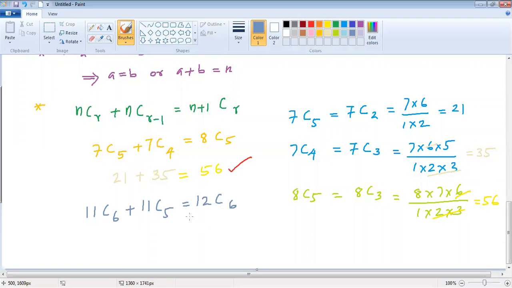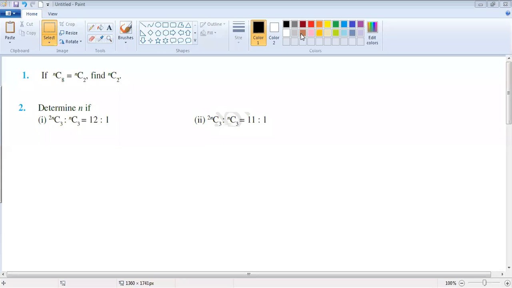So that's the property: nCr plus nC(r minus 1) is equal to (n plus 1)Cr. These are some of the properties of combination. Now we will go to the problems. Coming to the questions. Look at the first question.